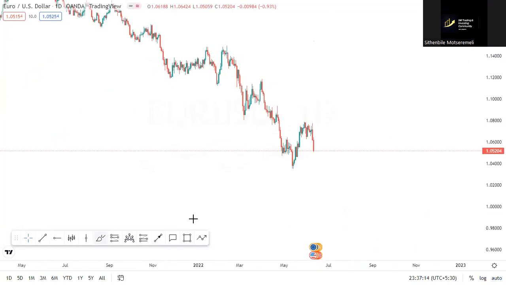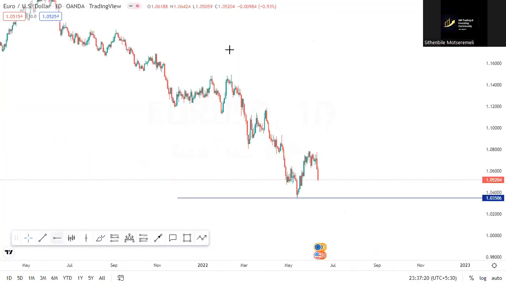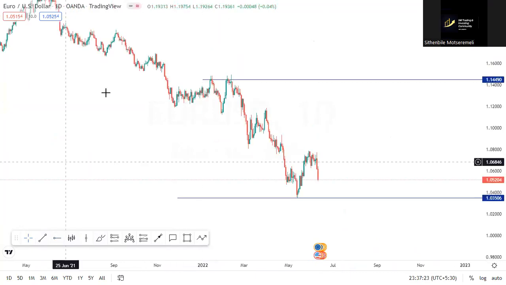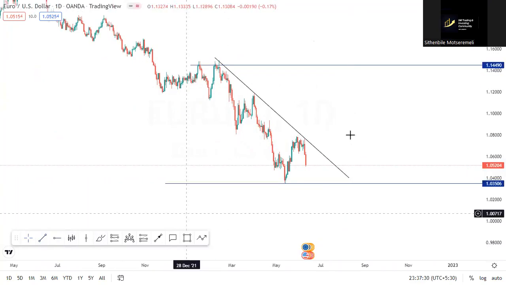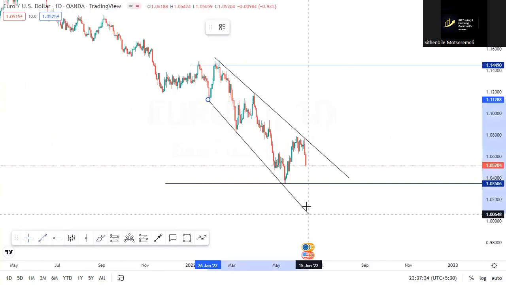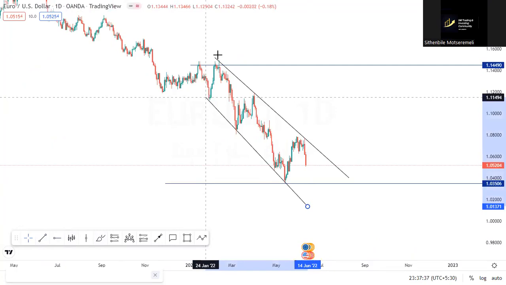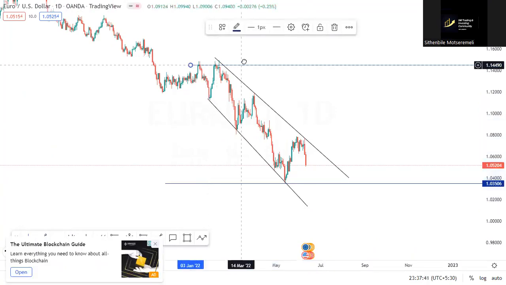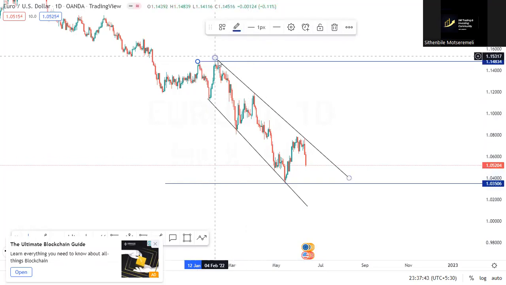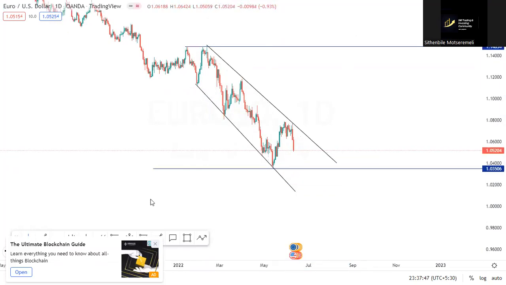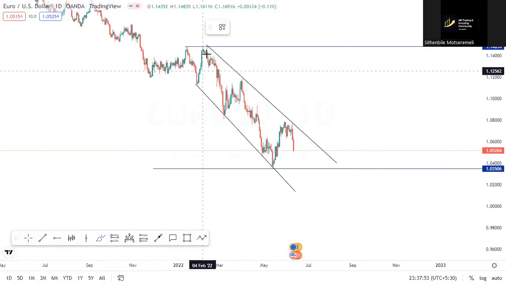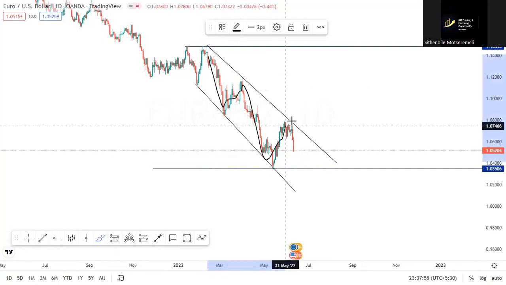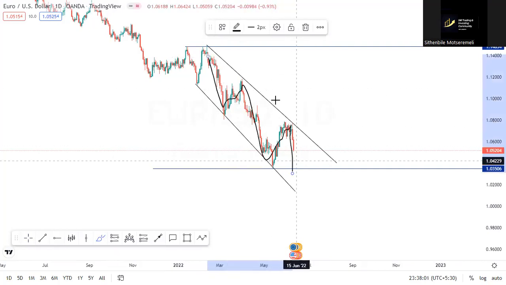So I'm on a daily here. This is my current low, and this is my high. And I have something like this. I have a beautiful descending channel here. As you guys see, the way it has been moving, it has been stuck inside this channel here. We had an impulse, correction, and then impulse. We are currently in an impulsive phase.